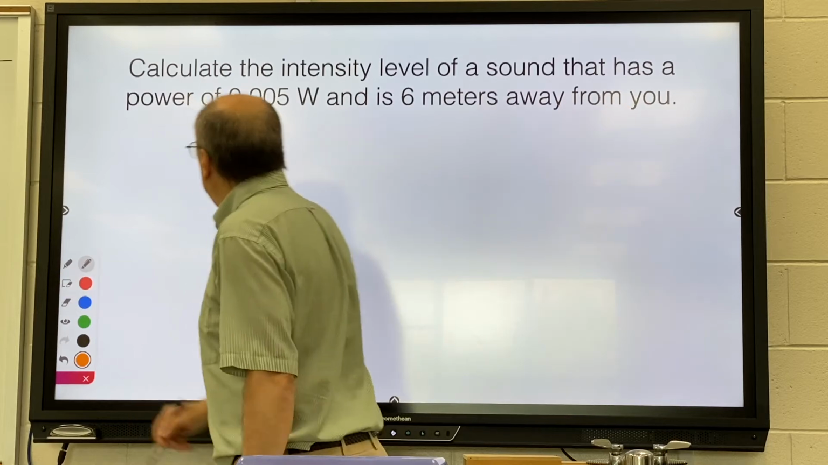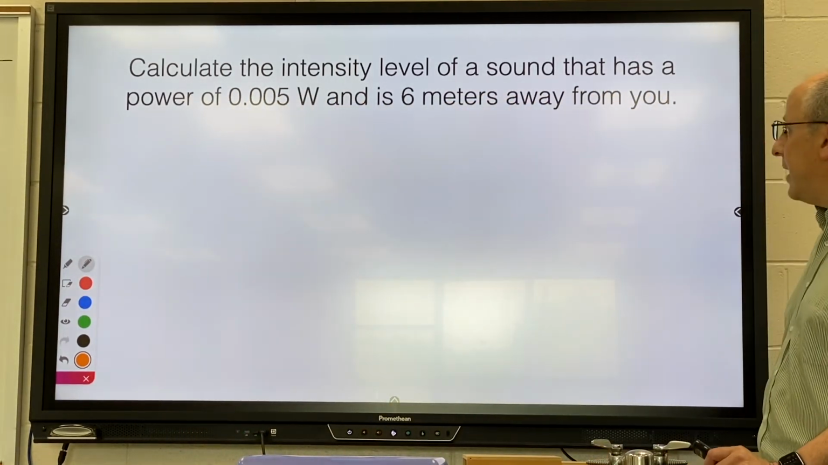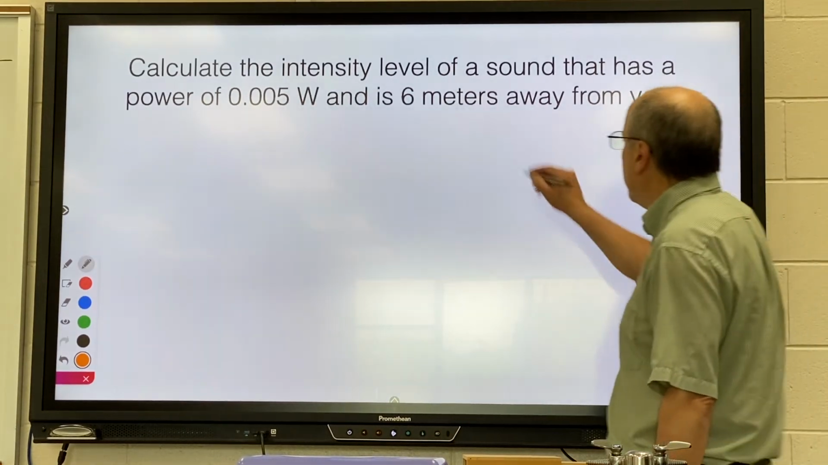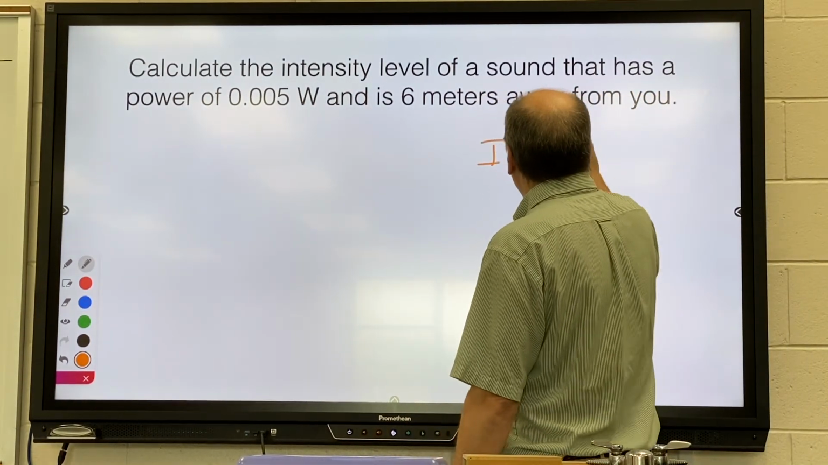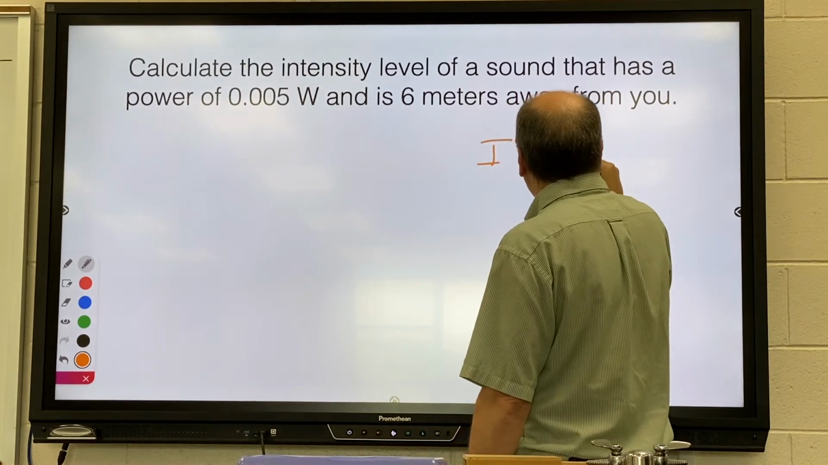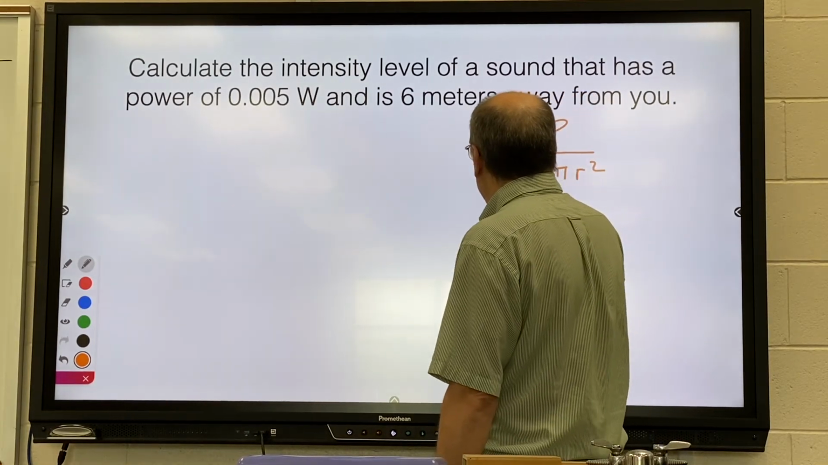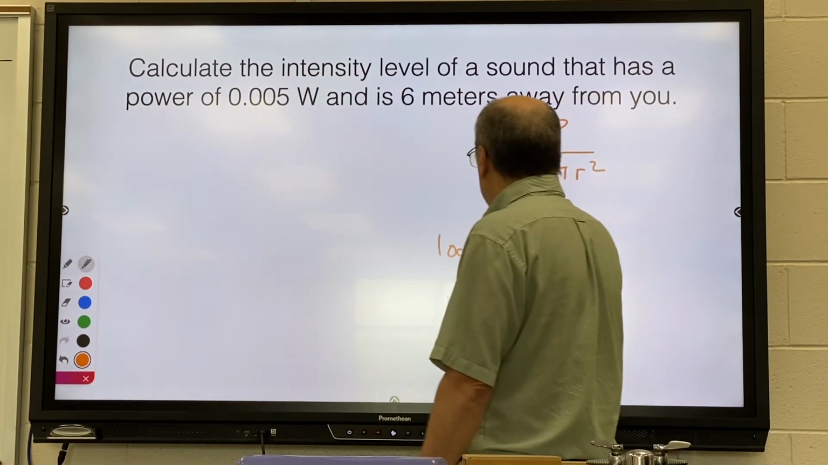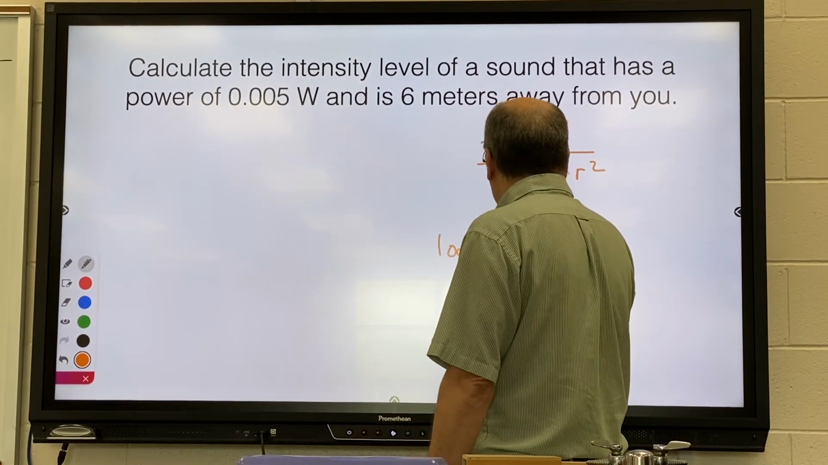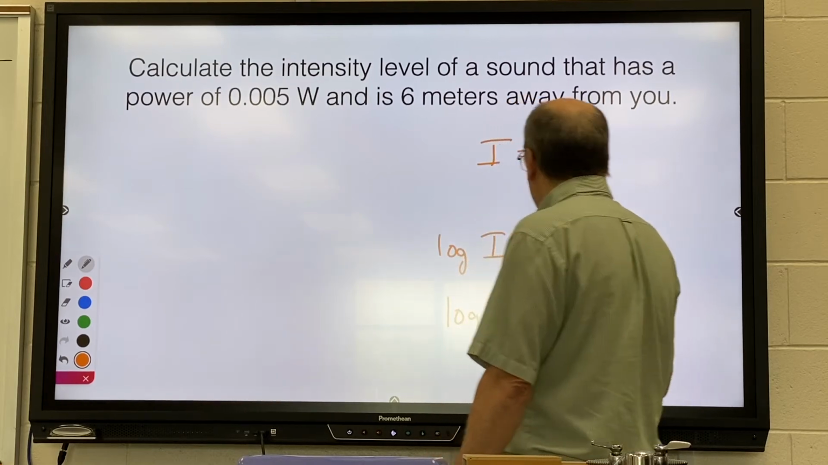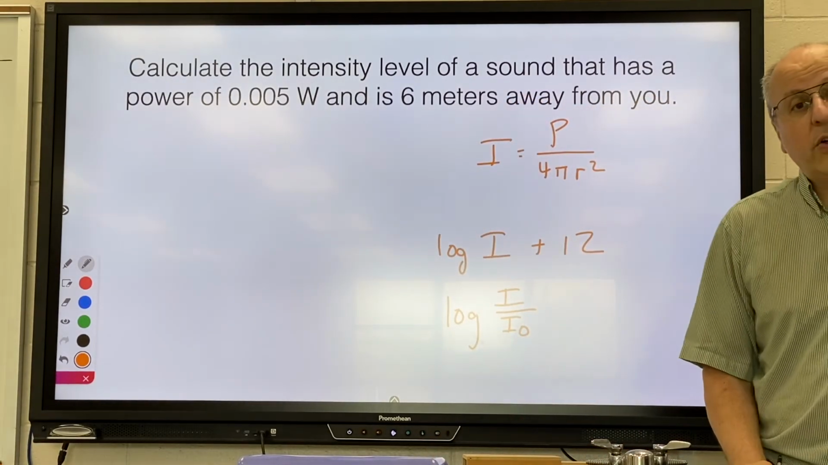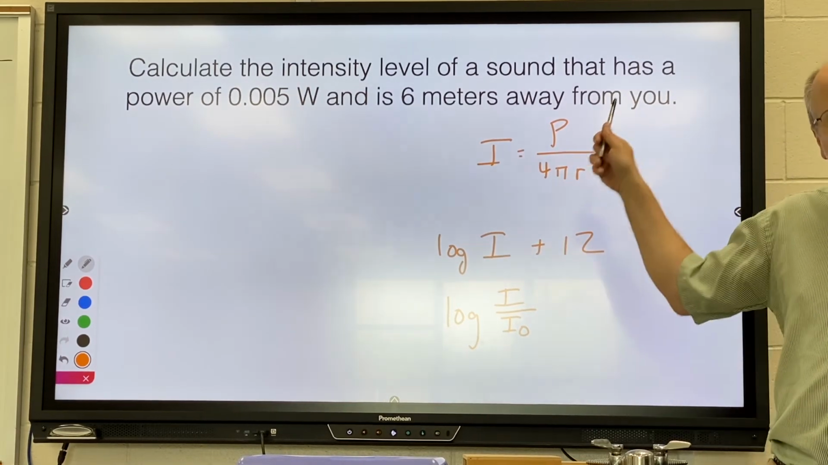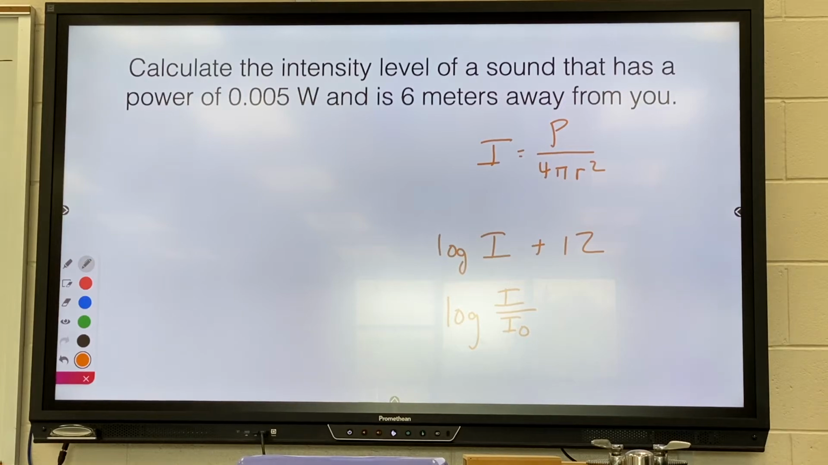Okay, I'd like you to figure out the intensity level of a sound that has a power of 0.005 watts and is 6 meters away from you. So you're going to do I equals power over 4 pi r squared. Once you get the I, you're then going to do either the log of I plus 12, or the log of I divided by I0. Remember, when you get your answer, it's in bells. You need to multiply by 10 to get it into decibels. So show me that you can work through that calculation.